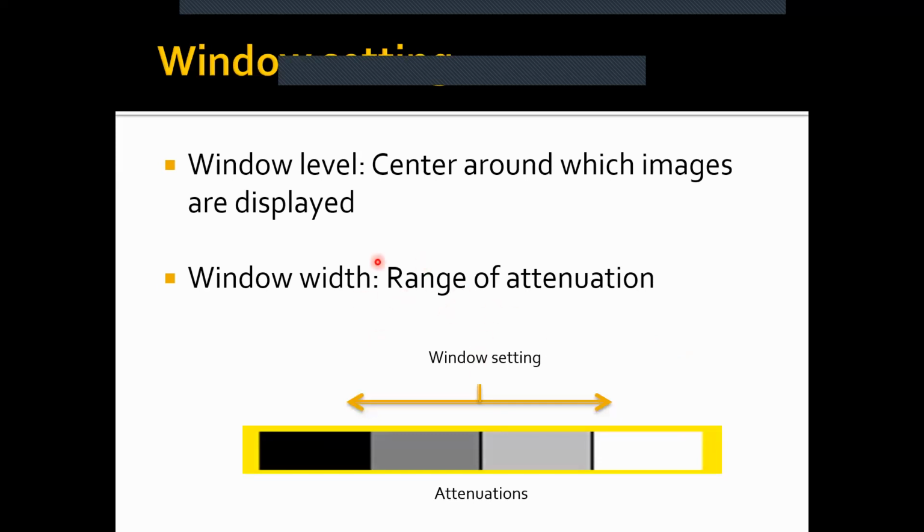Okay, so a wider range will allow you to spot more structures. But the downside is that you're going to find it more difficult to separate very closely related structures together, like structures that are very closely related together.